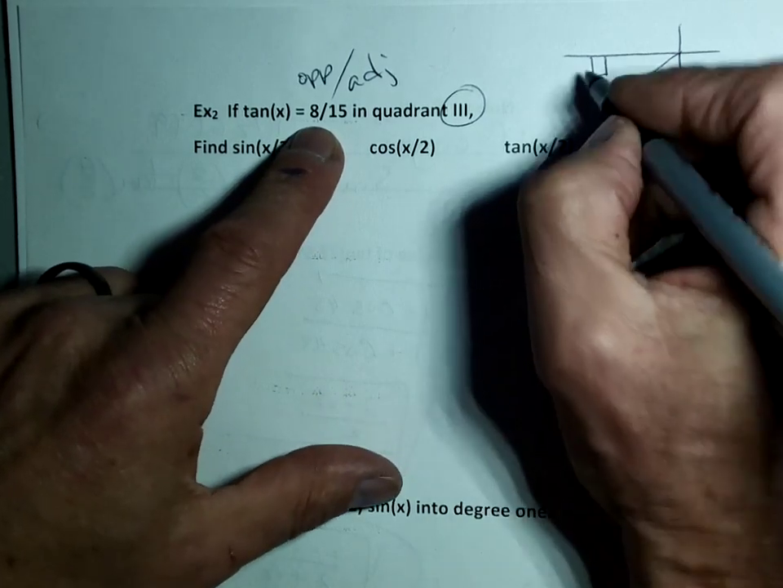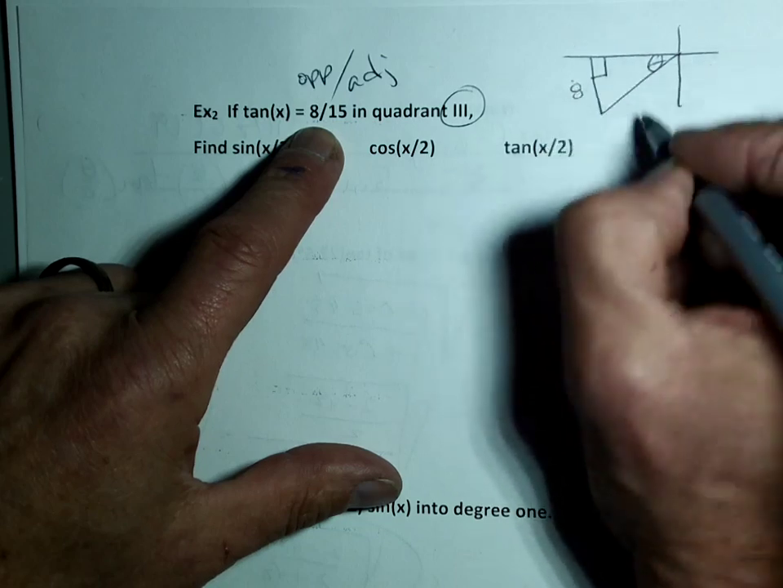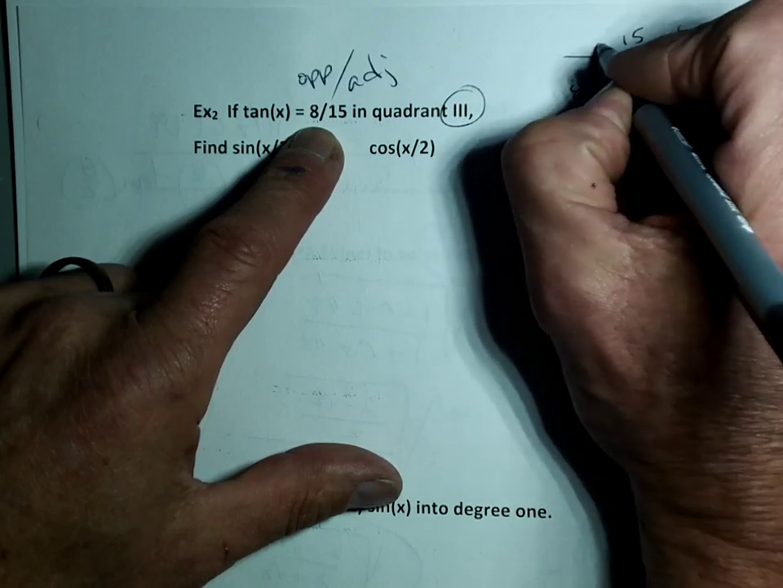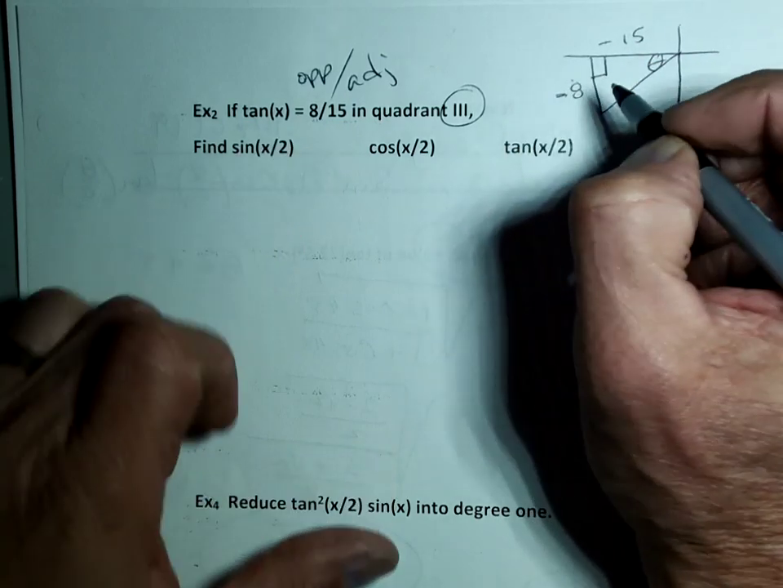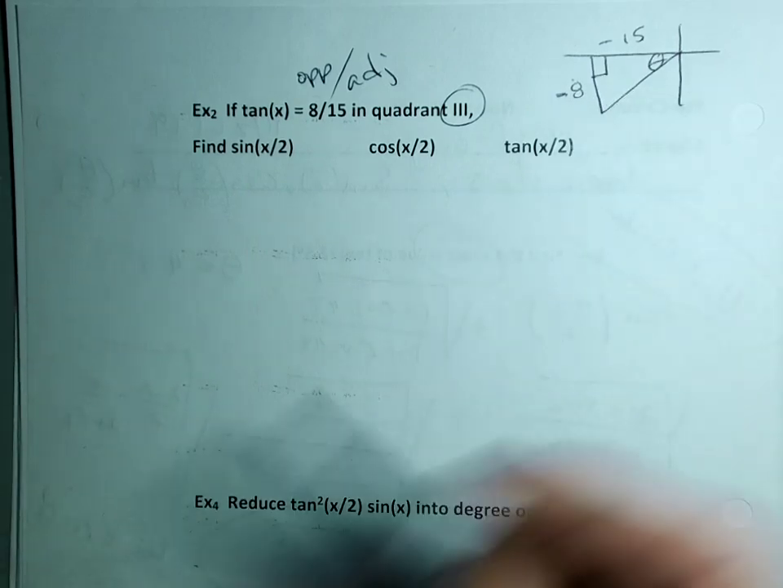So my opposite is, here's my theta, opposite is 8. My adjacent is 15. Actually, it's negative, isn't it? It really is negative. How do I know it's negative? Because quadrant 3. Yeah, smart girl. Now, I need the hypotenuse.